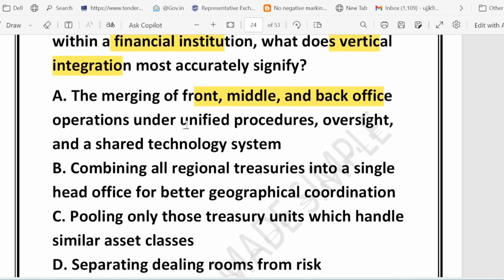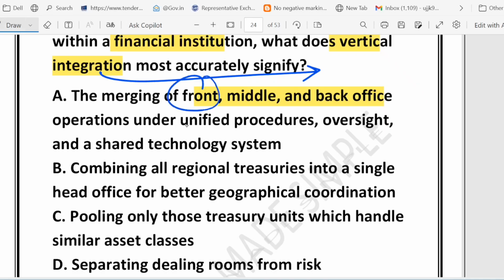So tell me, what does vertical integration signify? Which option do you think is correct? Whenever I say the word vertical integration, it means that all the levels of treasury operation, front office, middle office, back office, work together as one single unit. Please try to understand. That's the meaning of vertical integration.